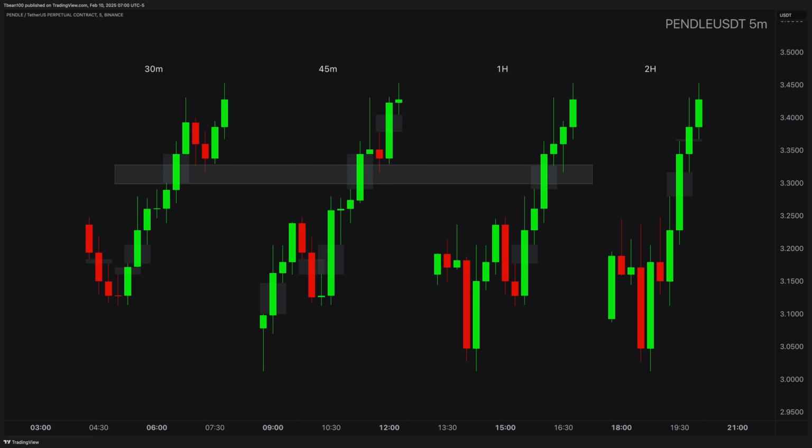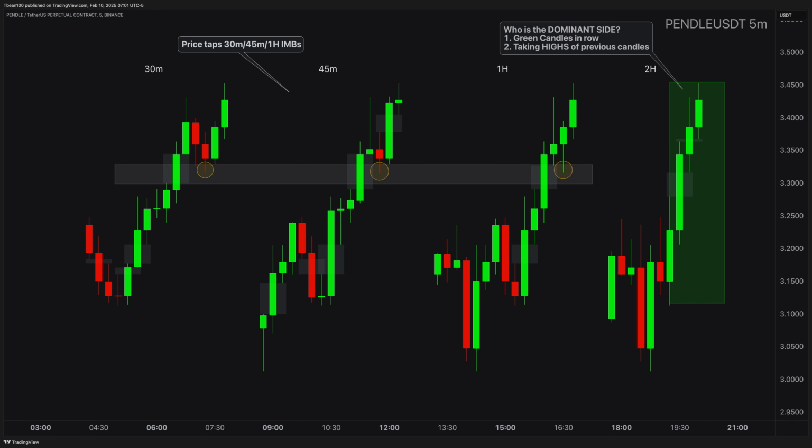First of all, notice how the price taps multiple imbalances at once: 30 minutes, 45 minutes, and the 1 hour price locations. Also, if you check out the 2 hours chart, you'll notice the dominance of the buyers. Solid, big, green candles in a row also keep taking the previous highs to push the price up.